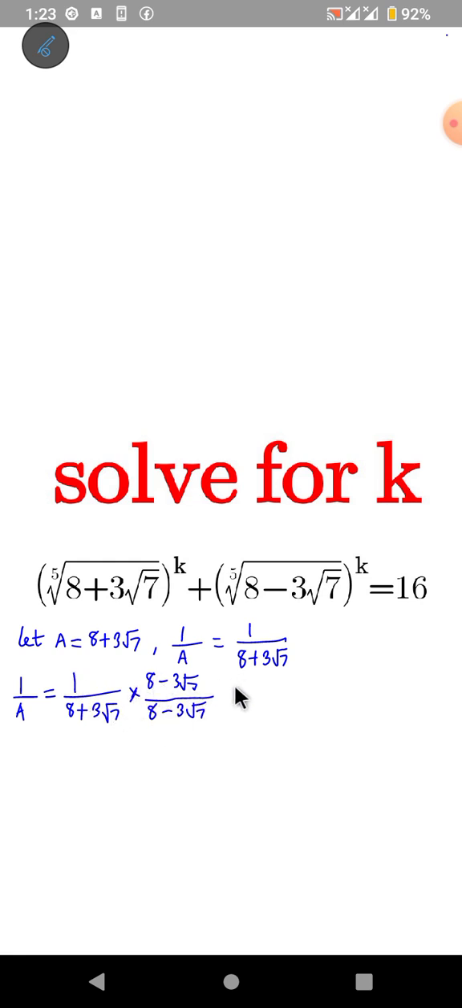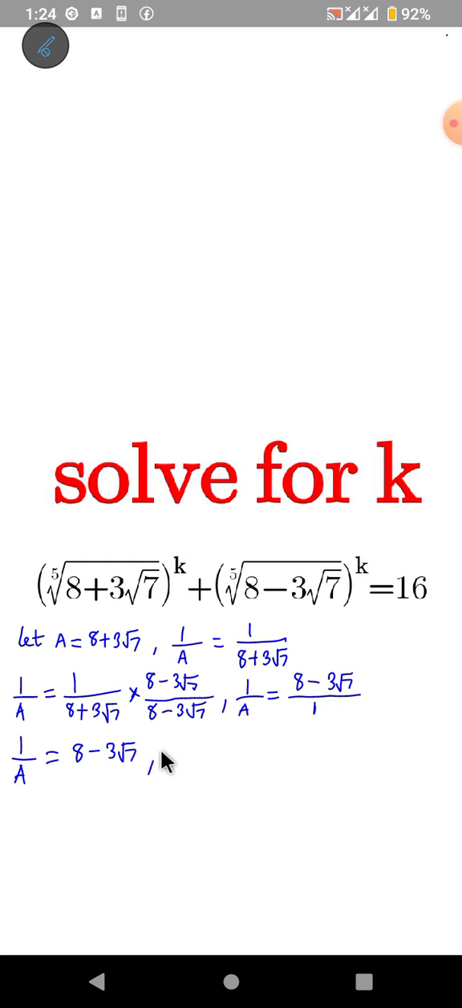Then now we continue again. 1 all over A will be equal to, now this expression 1 multiplied by 8 minus 3 root 7 will give us 8 minus 3 root 7, all over, now this expression 8 plus 3 root 7 multiplied by 8 minus 3 root 7 is going to give us 1. So here will be what? 1. So therefore we can say that 1 all over A is equal to 8 minus 3 root 7.